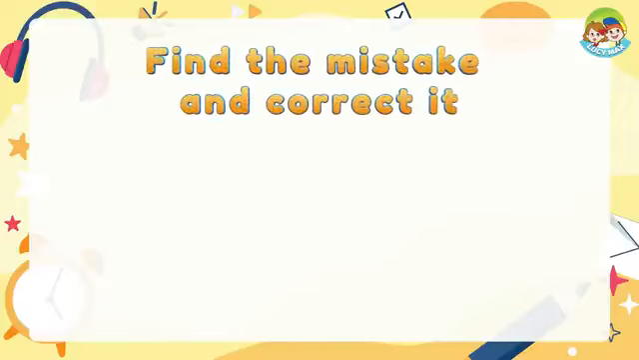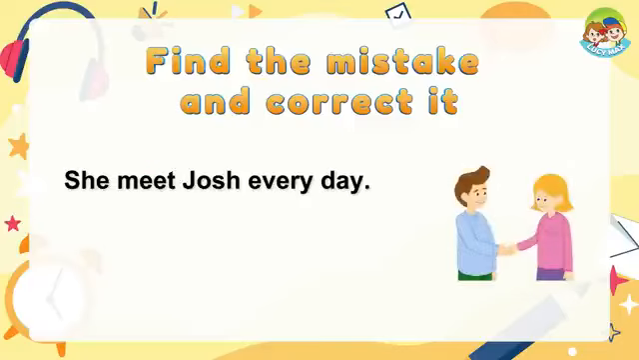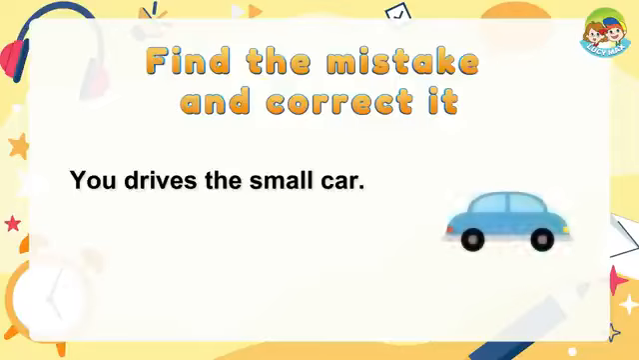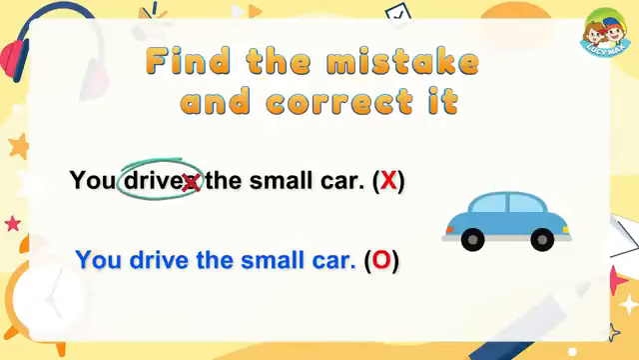Find the mistake and correct it. She meet Josh every day. The verb meet should have an S because the pronoun is she. She meets Josh every day. You drives the small car. The verb drives should not have an S. You drive the small car.